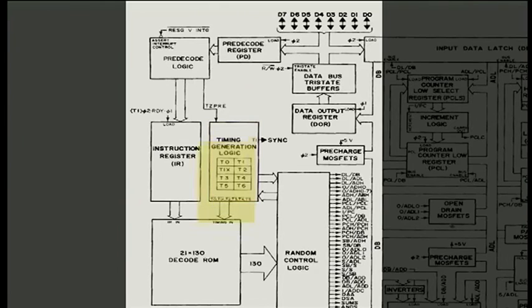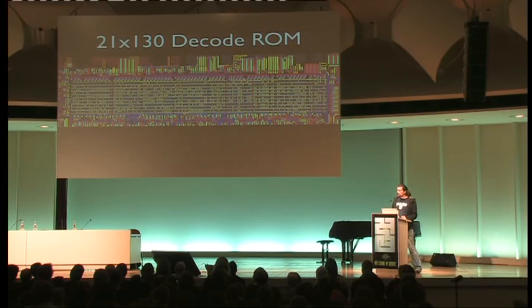So timing generator, next piece is the decode ROM. You can easily see that thing on this. It's the upper piece, the ROM. This is the big decoder. It has 21 inputs. It's really just a ROM. It's 21 inputs and 130 outputs.